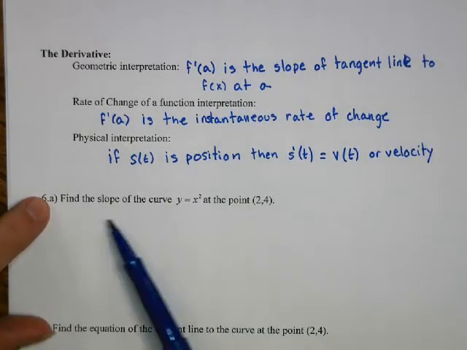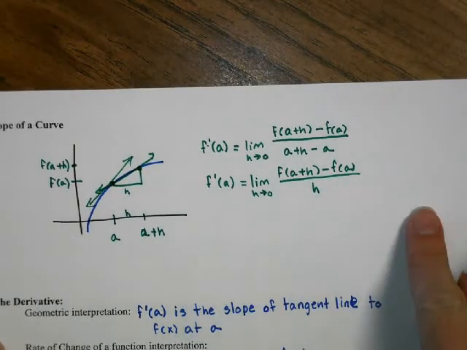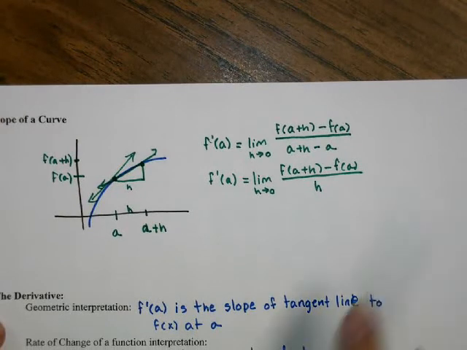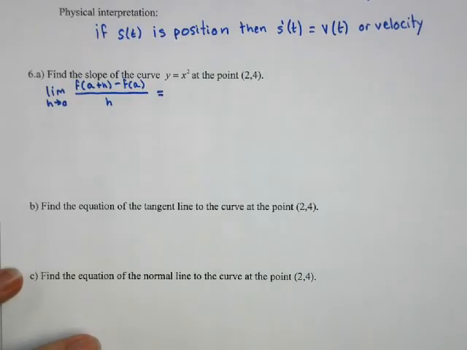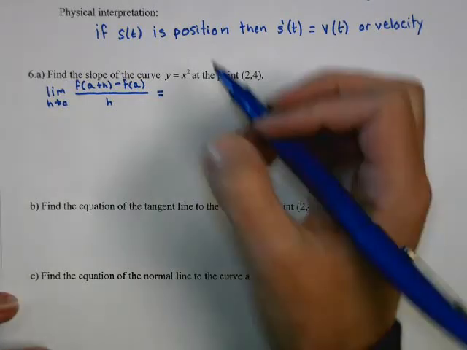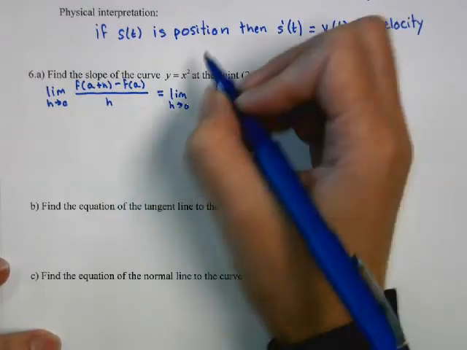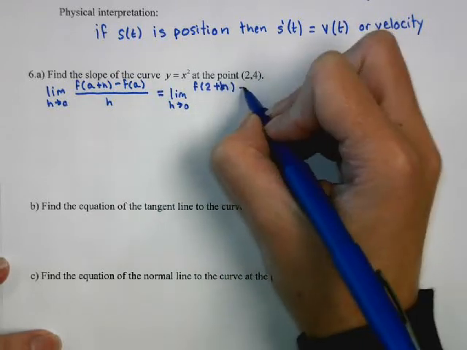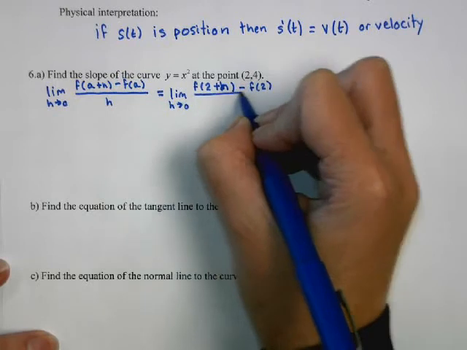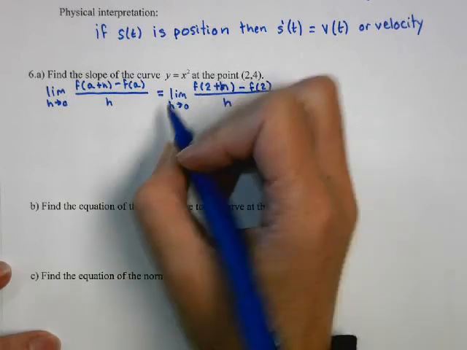Now I want to find the slope of this at this point. So we're going to be using this definition. We're going to be finding the derivative of the parabola using this formula. So we're using the limit as h goes to 0 of f of a plus h minus f of a over h. My a is the point I am interested in. So this is going to be f of 2 plus h minus f of 2 over h. So for this part, I'm going to plug that into this formula.